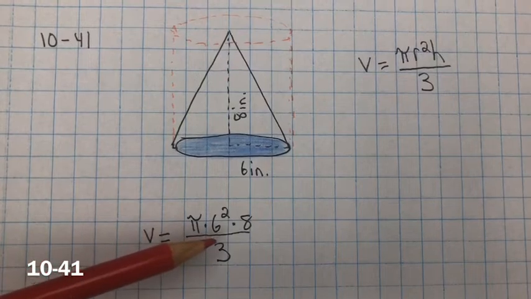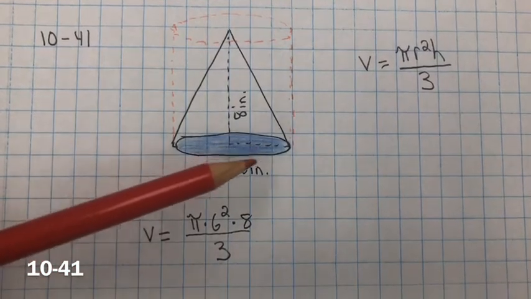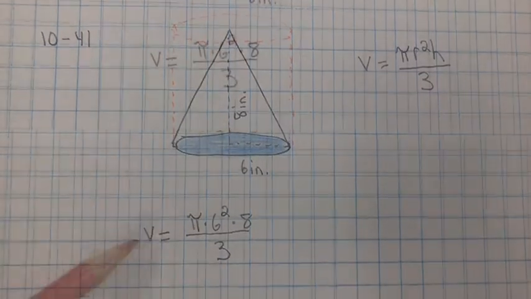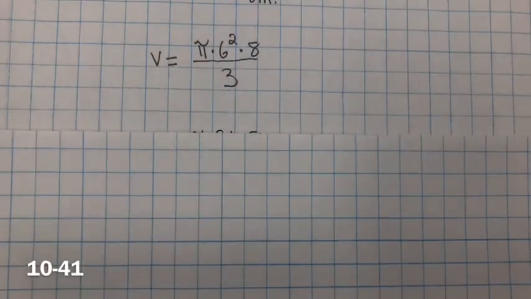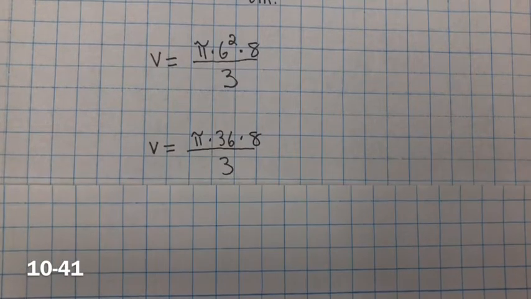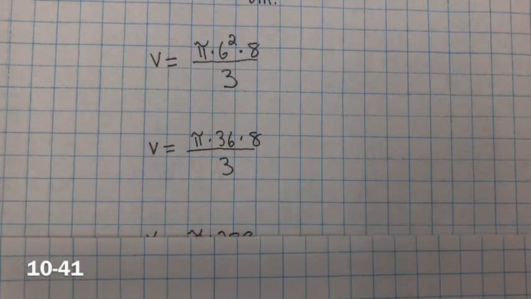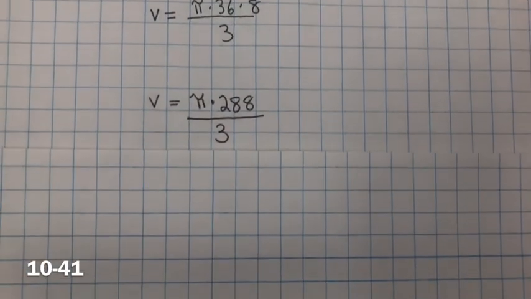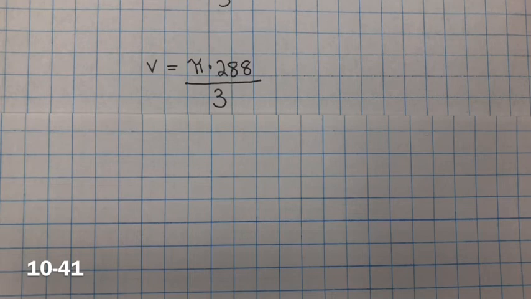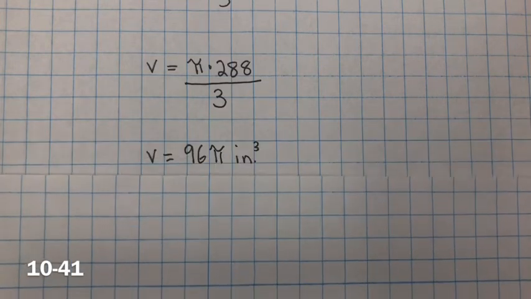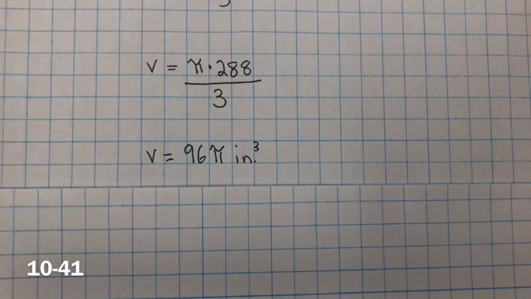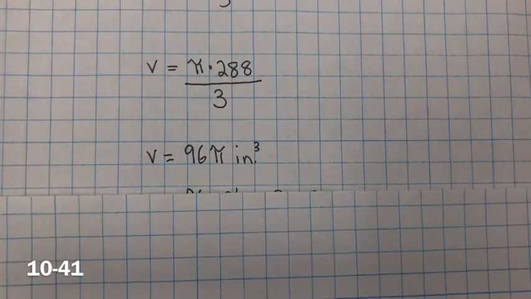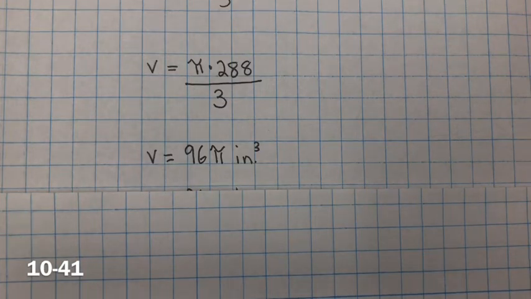So here we have the radius, which is 6, so it's 6 squared, multiplied by the height, which is 8. 6 squared equals 36. And now 36 multiplied by 8 equals 288. 288 divided by 3 equals 96. So 96 pi. So the volume is 96 pi cubic inches.